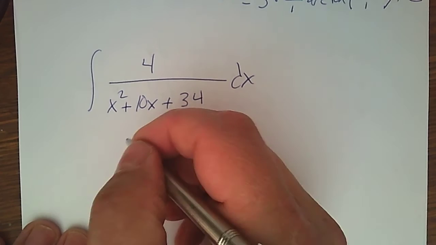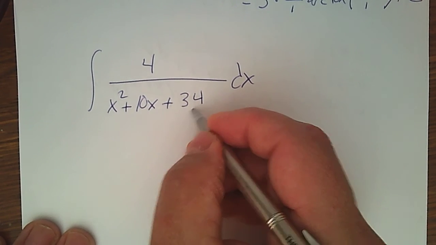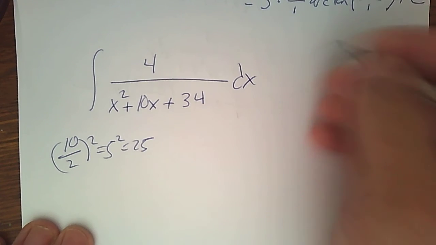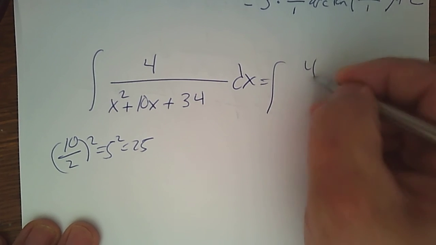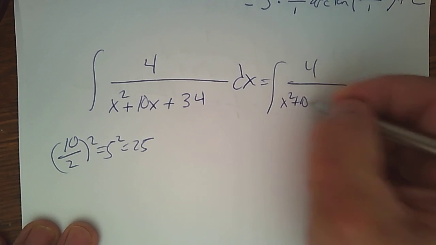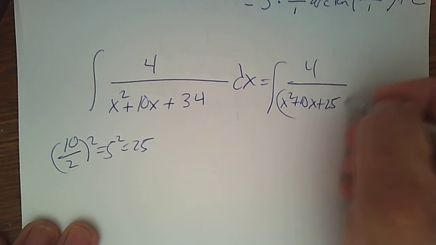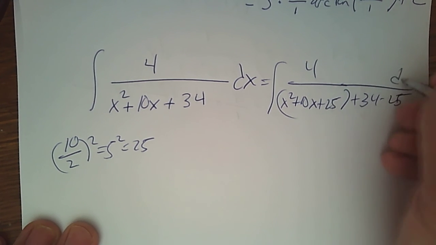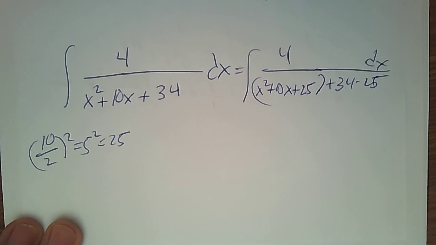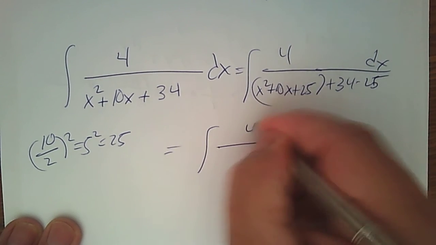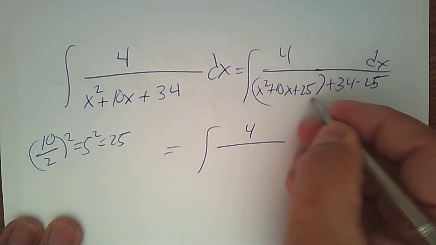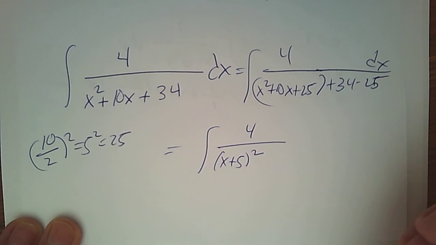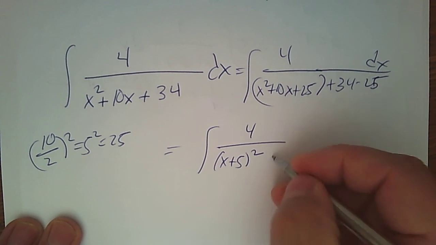All right, so in this situation with the trinomial in the denominator, I'm going to take 10 divided by 2 and square it. So that number is 25. So I'm going to rewrite this and add 25 to complete the square, and I'm going to subtract 25 so it stays the same fraction. So I add and subtract 25. Now, the first parentheses is a perfect square. So what are the two numbers there? That's positive 5 and positive 5. So we square it. 34 take away 25 is 9.